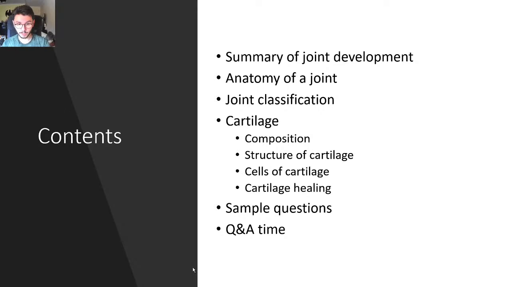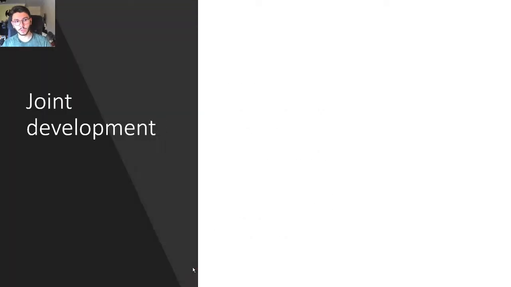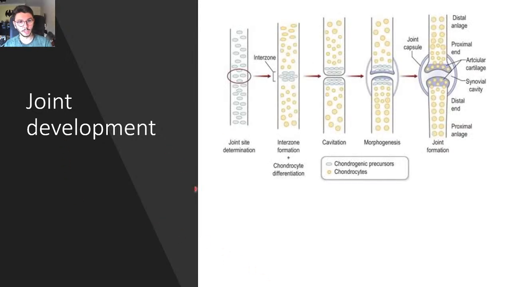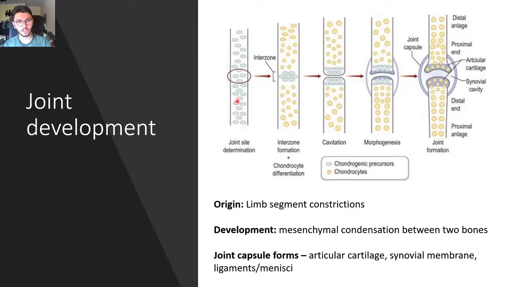Okay, moving onwards. So joint development, if you've watched my video on embryology, this is just a quick recap. The origin of joints comes from this limb constriction, so the limb segments become constricted, and the mesenchymal condensation between these two bones starts to condense and cleave, and it forms the joint capsule. This is a simple synovial joint.